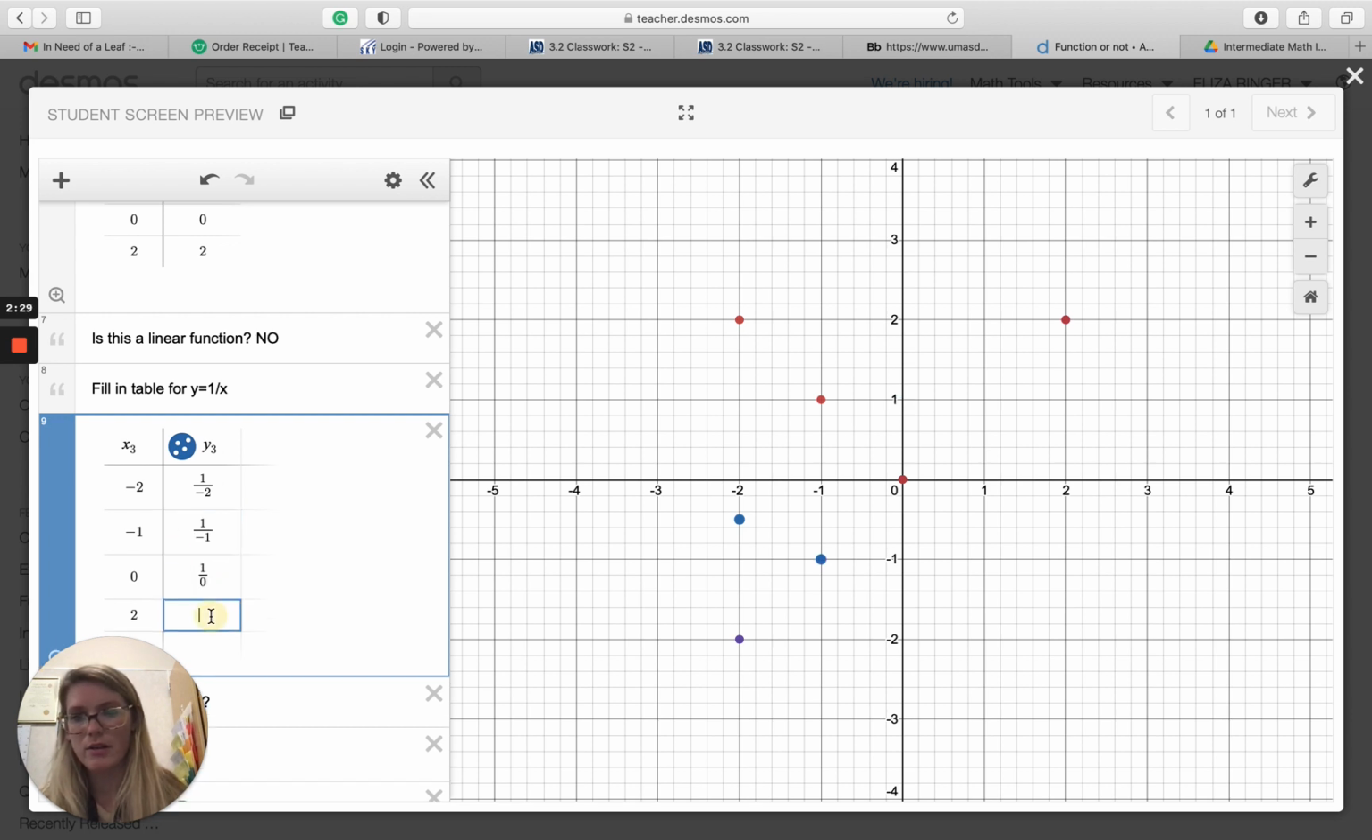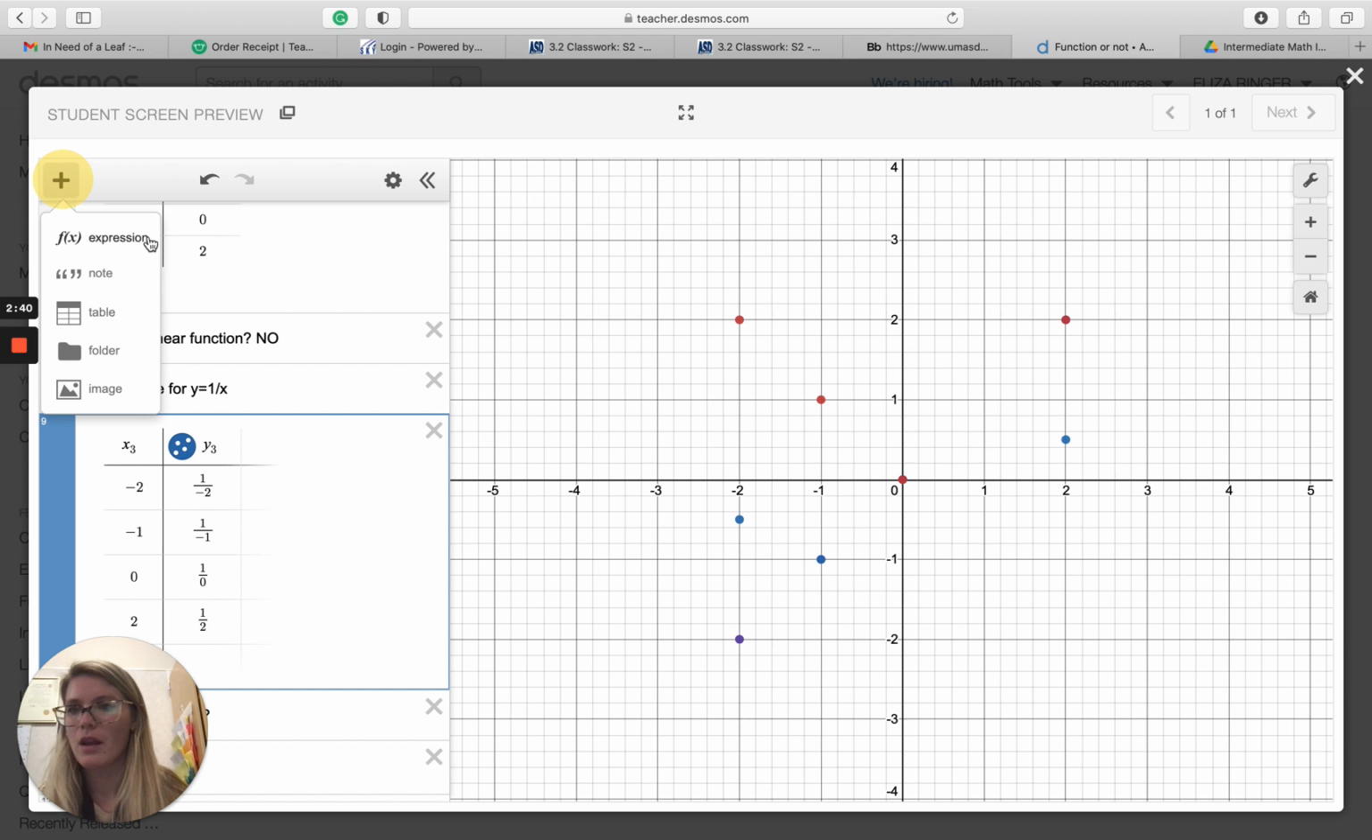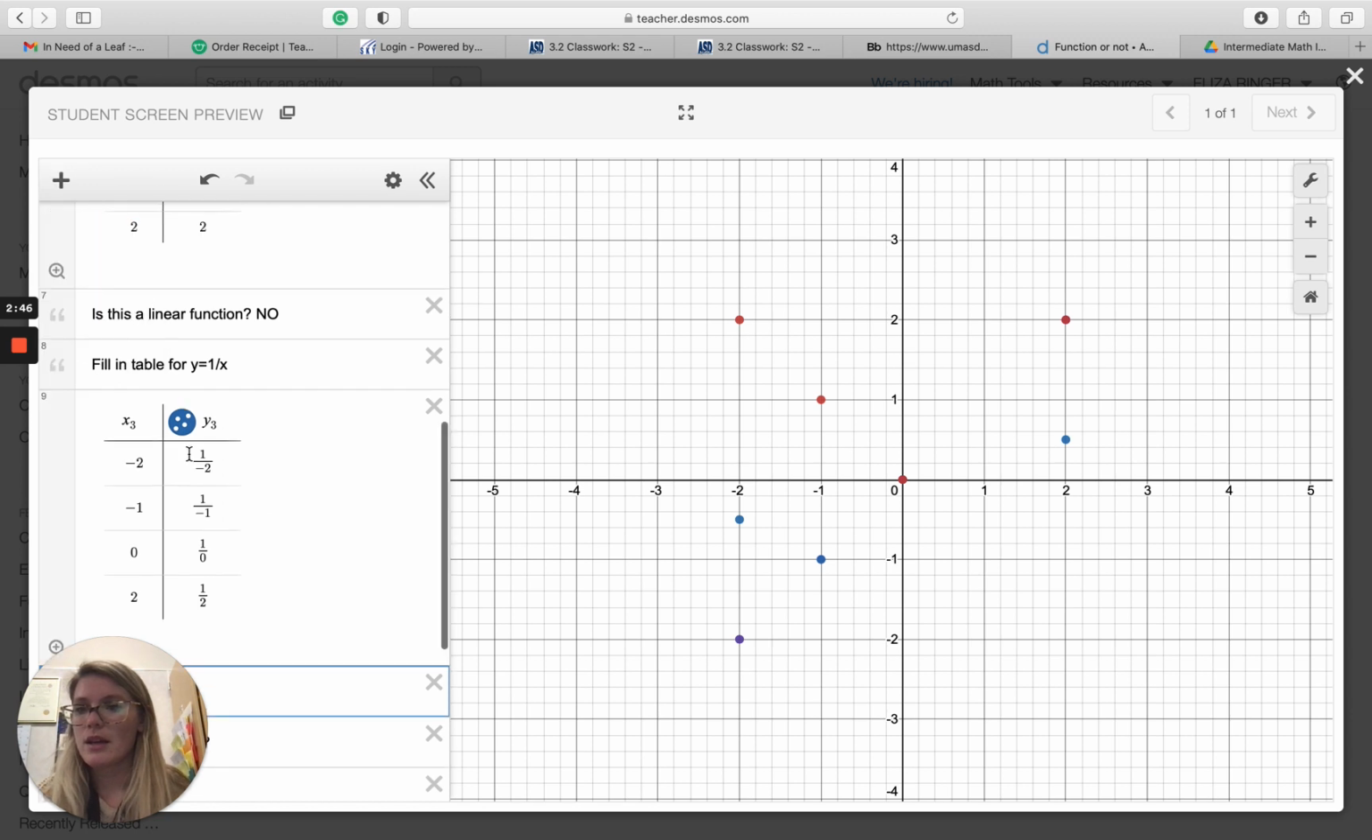Can I do 1 over 0? Is that going to give me anything? Hopefully you remember that dividing by 0 does not work. So we're looking at these 3 blue dots, because 1 over 0 didn't give us anything, so we only had 3 things. So it's kind of hard to tell what that shape is. I can tell it's not a straight line, because it's going down and then back up again.